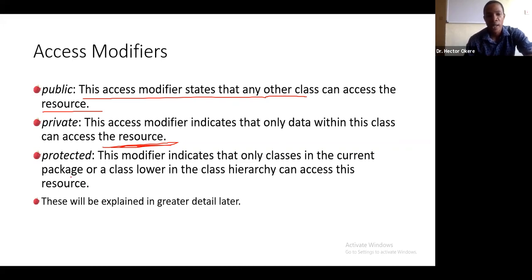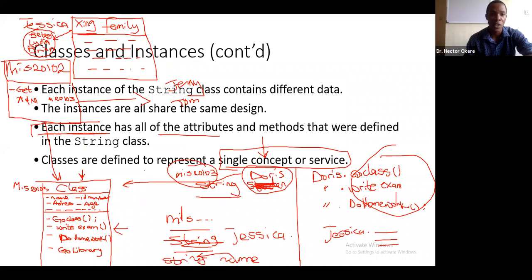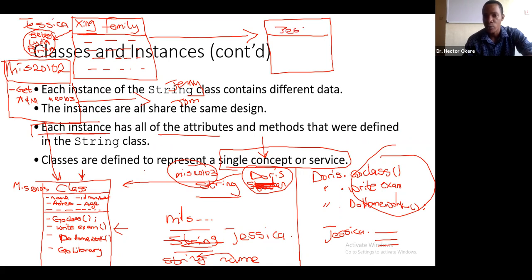So when they say protected, it's similar to private, only the members of that class can access it, or a class lower in hierarchy. So what do they mean by lower in hierarchy? For example, now, Jessica Singh is a member of Singh family. Now, Jessica got married and has her own family, with beautiful kids and a beautiful husband. Now, this family of Jessica is a child from this parent family, Singh family. So she can get the resources from here.